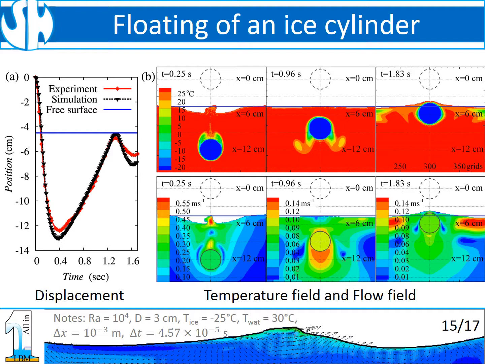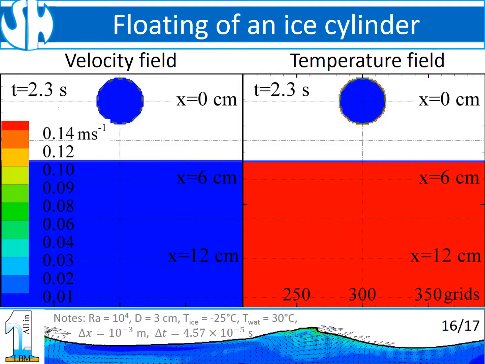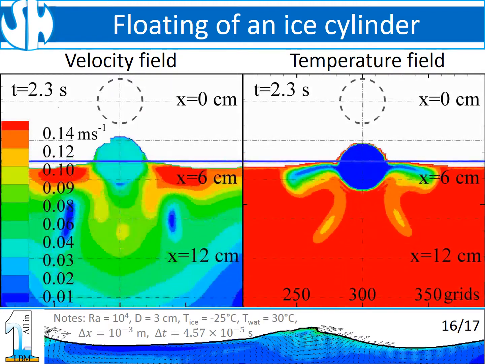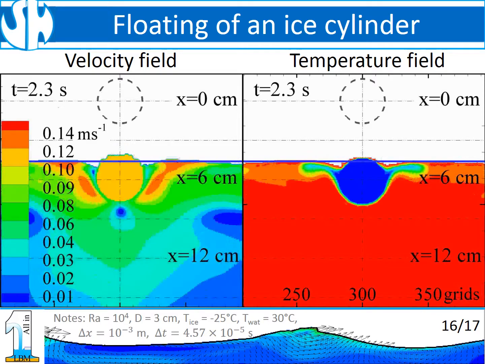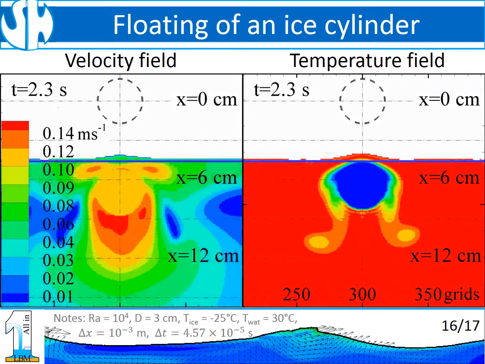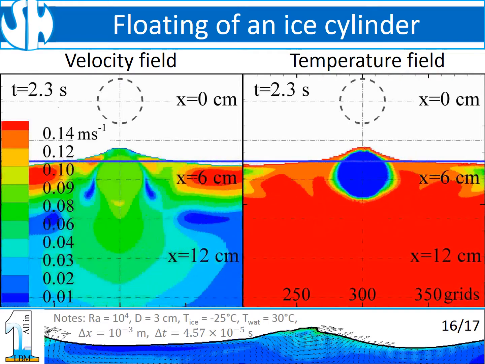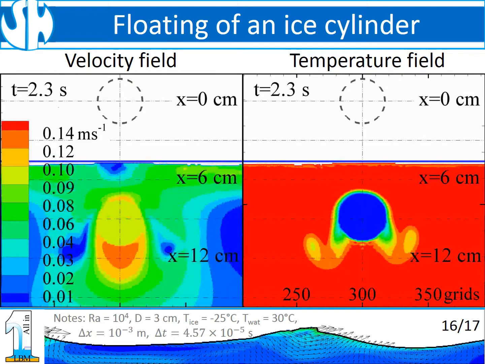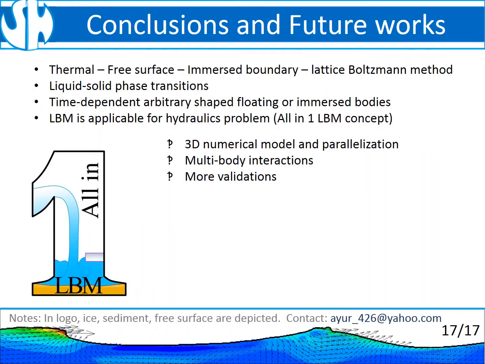When the Rayleigh number is greater than 10 to the 4, the convective flow becomes more dominant, the inertial flow. Here we see a velocity field on the left and temperature field on the right with the plunging of water and floating of ice. And also we can see temperature distribution because of the ice motion.